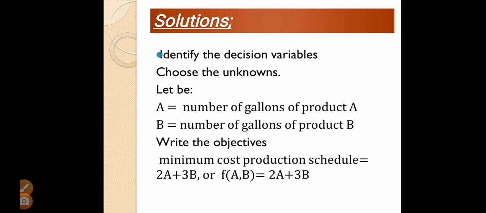So our decision variables: let A equal the number of gallons of product A and let B equal the number of gallons of product B. To write the objective, the minimum cost of the production schedule is A plus 3B, or F of A and B equals A plus 3B.